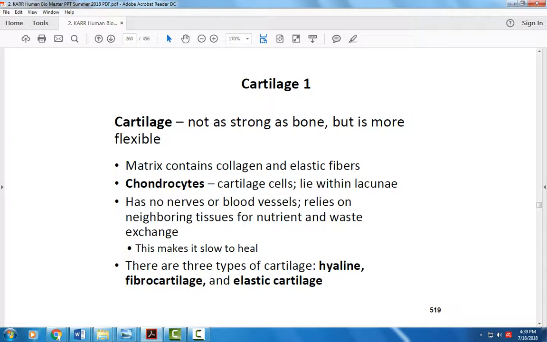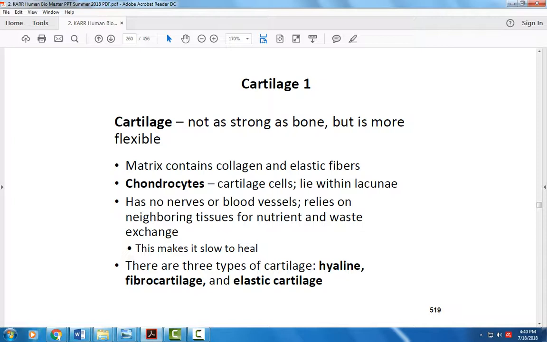So cartilage, there's 3 types of cartilage in the body. Hyaline is the most common cartilage found in the body. Then we have fibrocartilage, which is very tough. And where we find fibrocartilage is in the intervertebral discs of your spine. It allows flexibility and pressure between those vertebrae to be tolerated because of that tough fibrocartilage.